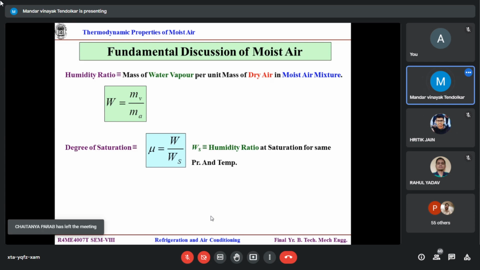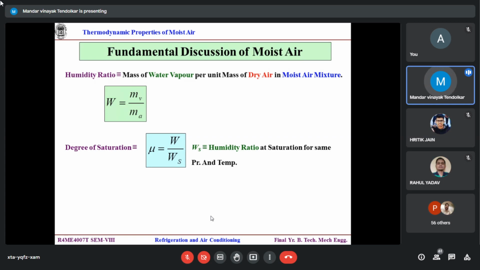Second definition, degree of saturation. Here it is W, that means whatever you have calculated at that particular instant, at that particular place, divided by Ws, where Ws is the same humidity ratio, but at saturation. इसका मतलब क्या हो गया? Maximum holding capacity of the moisture. Correct? For the same pressure and temperature, you are not allowed to change it.